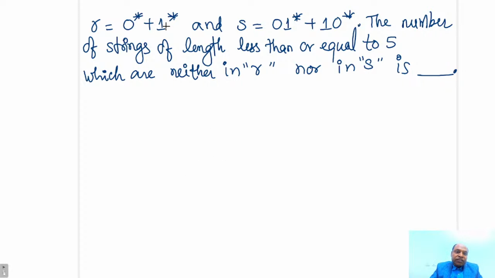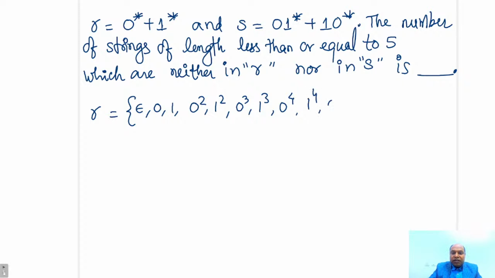Now first of all, R and S are there, so what we'll get? Less than or equal to 5. So first R, the strings can be 0 star. So 0, that means what? Epsilon, 0, 1, 0 square, 1 square, 0 cube, 1 cube. Then what will we get? 0 to the power 4, 1 to the power 4, 0 to the power 5, 1 to the power 5. So this is up to 5.